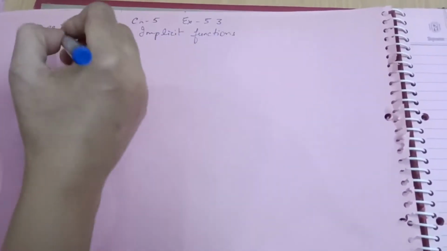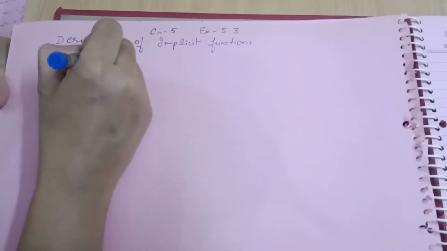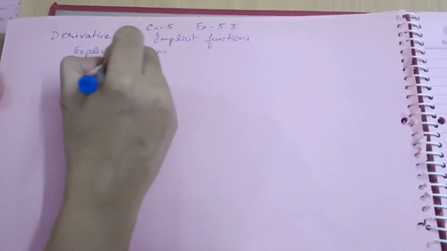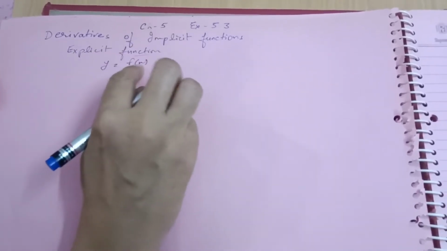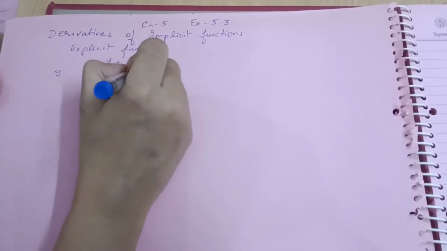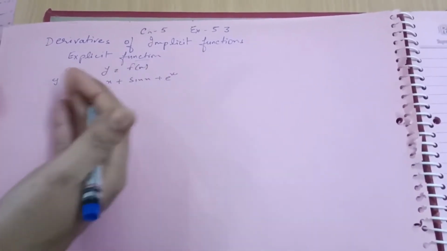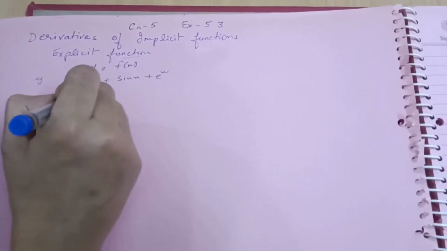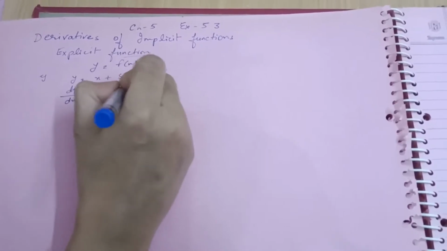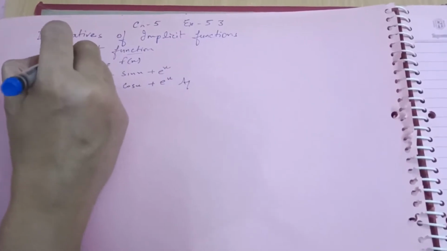What we were solving till now was derivatives of explicit function. Explicit function means the function is directly given in the form of a function of x, meaning you can separate it. One example: y equals x plus sin x plus e^x. This is directly a function of x, so you can directly find the derivative dy by dx. d by dx of x is 1, plus d by dx of sin x is cos x, plus d by dx of e^x, and that is your answer. This is what we studied as explicit.